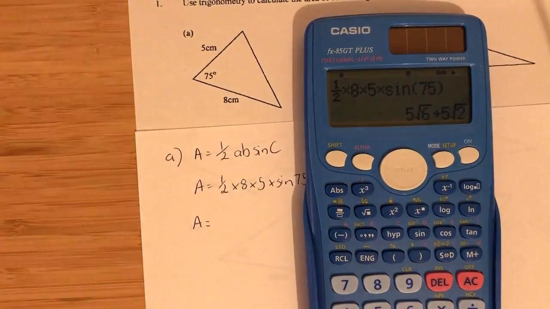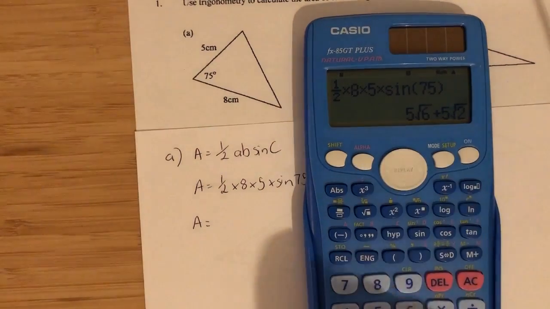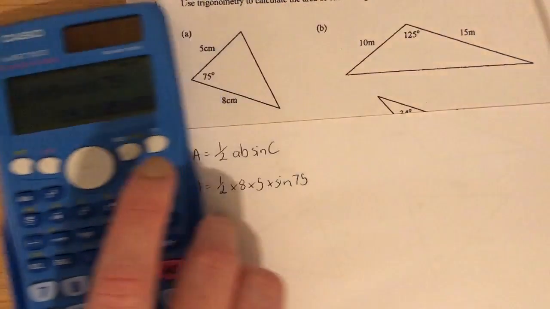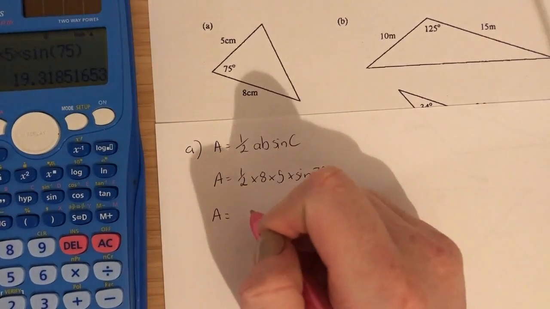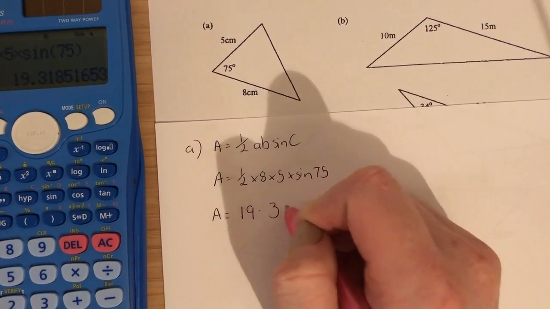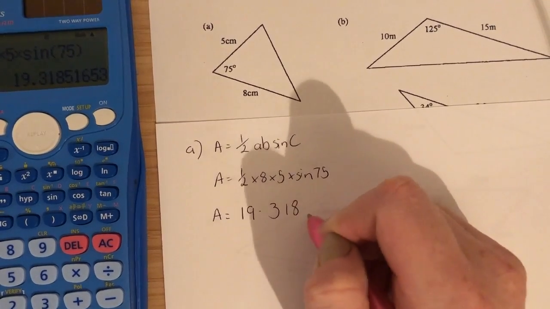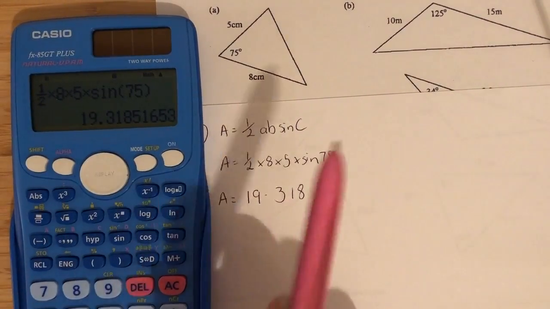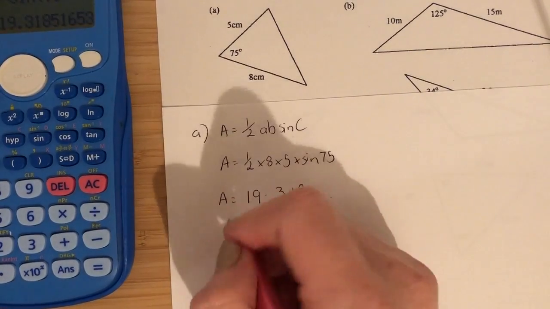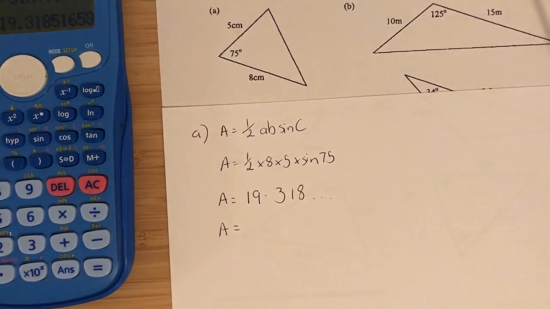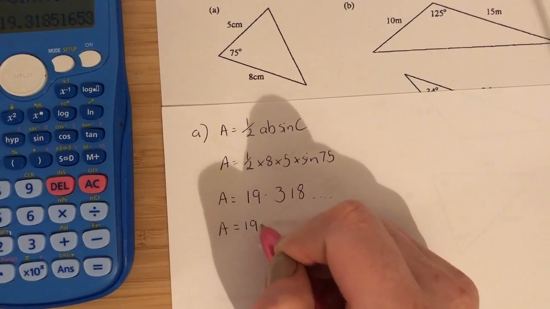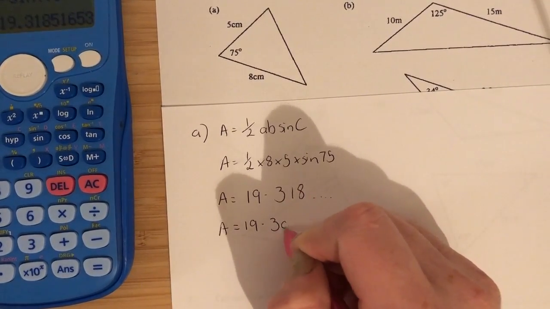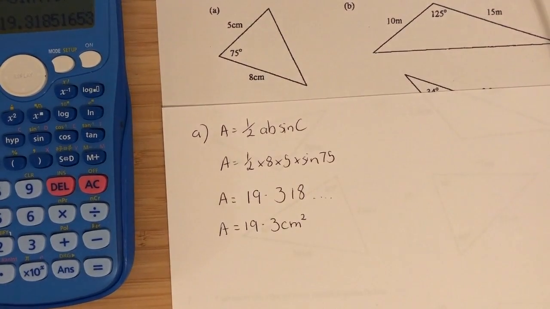Close the brackets. Equals. If it comes up something like this, you just need to be sure to press the SD or the FD button to put it into this decimal form. So I'm just going to copy that down. I'd normally copy it down as 19.318... so that you can see that you've got the answer from the calculator, and then we can round it. I'm going to round this one to one decimal place. So 19.3, because the next number is a 1, it just stays as a 3. It's area, so we have squared centimetres.